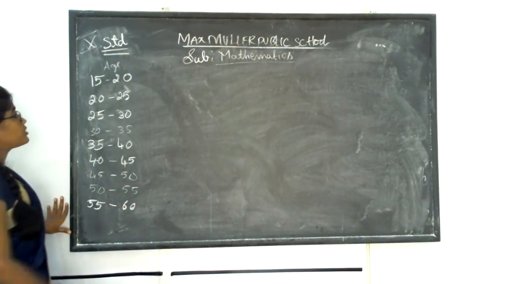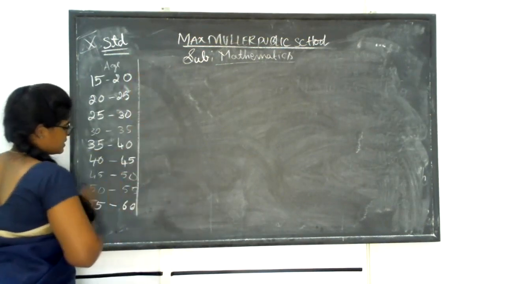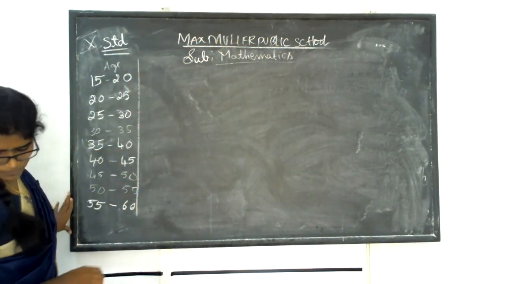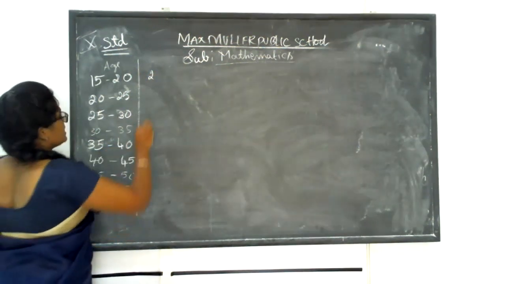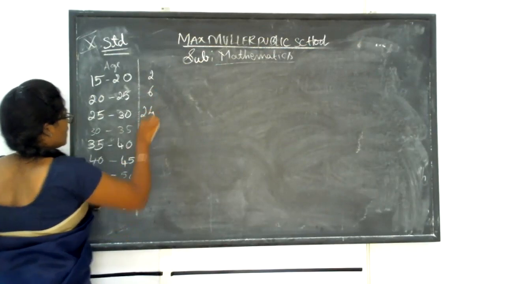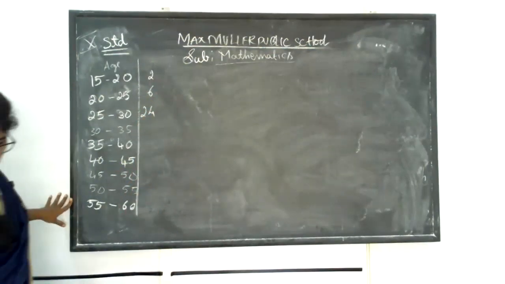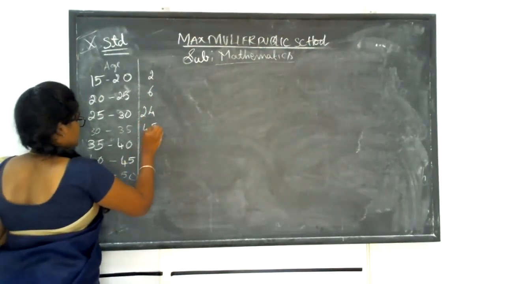After that, what should you do? You should have the frequency. See the frequency, how it is given: 2, 6, 24. Then what is the frequency? 45, 78.